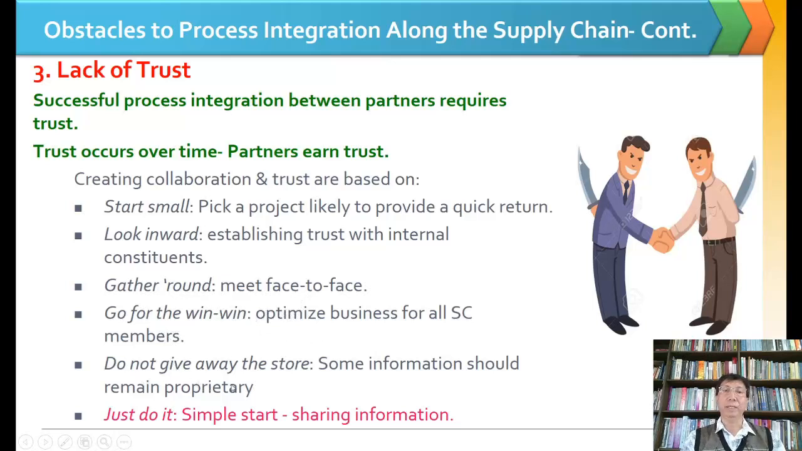Don't give away the store. Some information should remain proprietary, and just do it. Simply start sharing information.